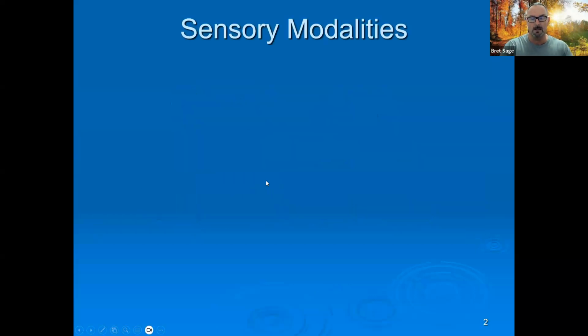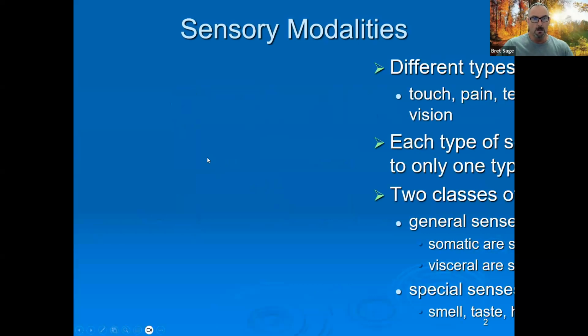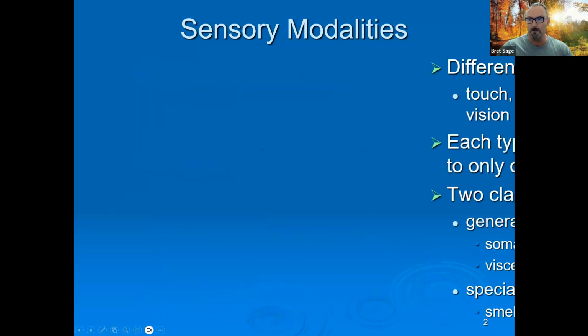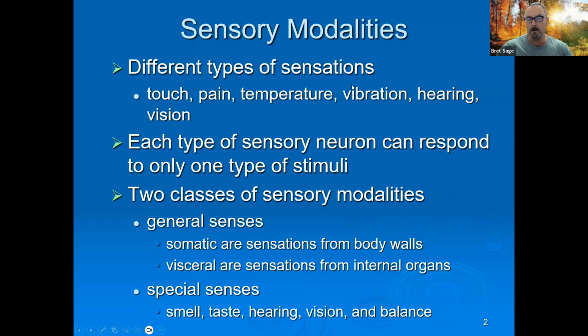Okay, what are some sensory modalities that we talk about in anatomy? Well, there's different types of sensations. For example, there's touch, pain, temperature, vibration, hearing, and vision. These are some examples, not the full list. Each type of sensory neuron can respond to only one type of stimuli. So, for example, if you stimulate a temperature receptor with pain, nothing's going to happen. So the receptor that's specifically set up for that type of modality is the only one that will register when it's stimulated with that stimulus type.